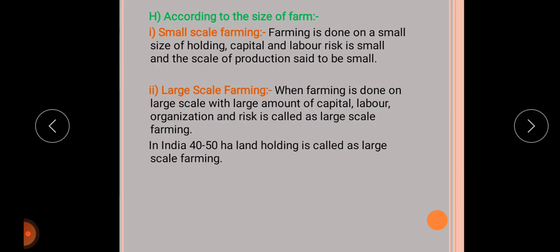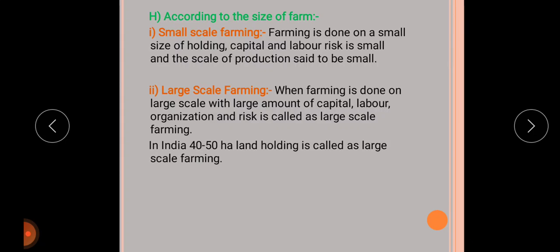Then after that, according to the size of farm, small scale farming and large scale farming are two different subclasses. Small scale farming means farming done on a small size of holding, where capital and labor risk is small, and the scale of production is small. One advantage of this system is that intensive cultivation is possible, per unit output is more as compared to large scale farming, and the farm is easy to manage.